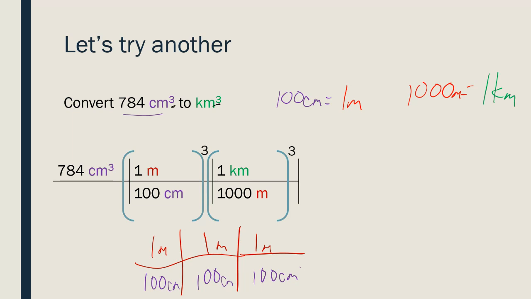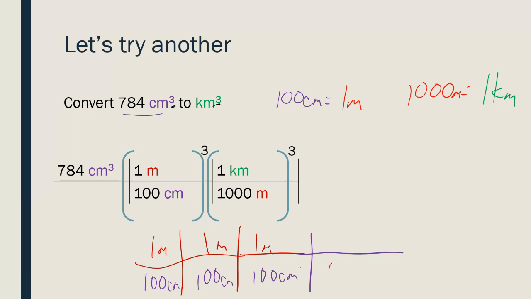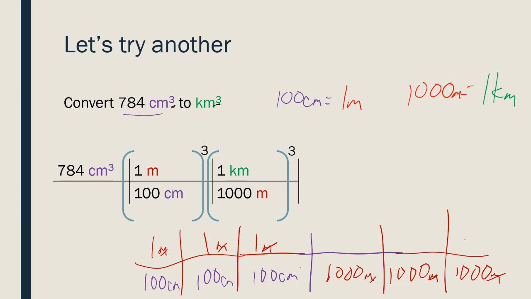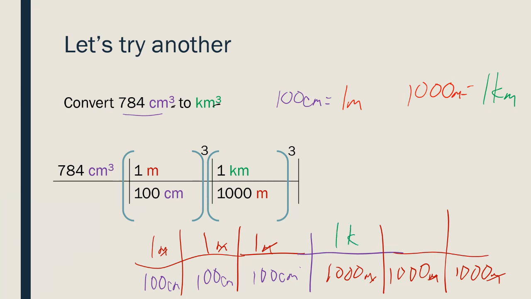Either way works. And then you do the same with 1 kilometer over 1,000 meters. So you can just do it again. That's the same as saying 1,000 meters, 1,000 meters, 1,000 meters, and each of those is going to take out one of these. And then on the top, you're going to have your 1 kilometer each time to get kilometers cubed.